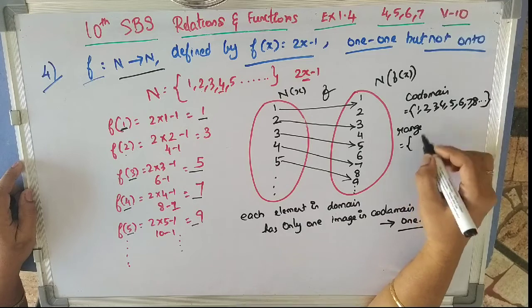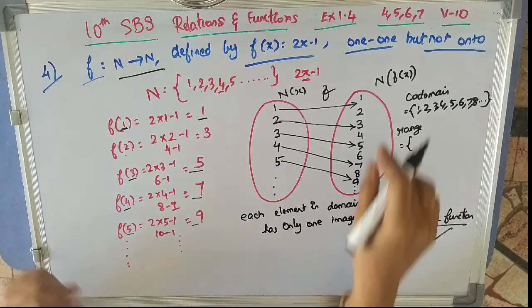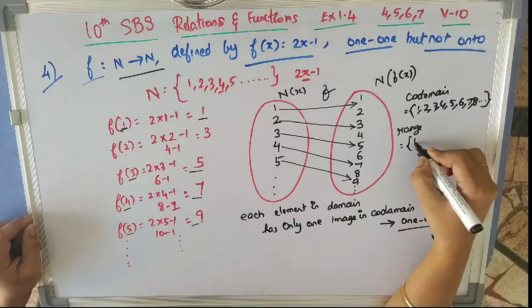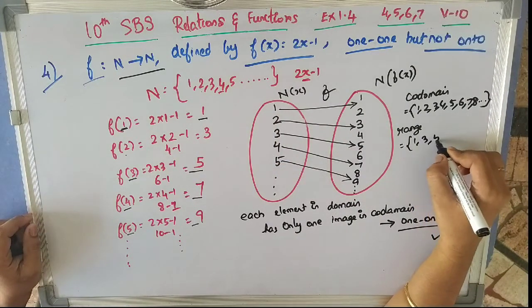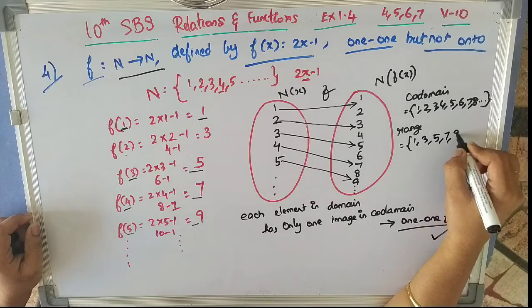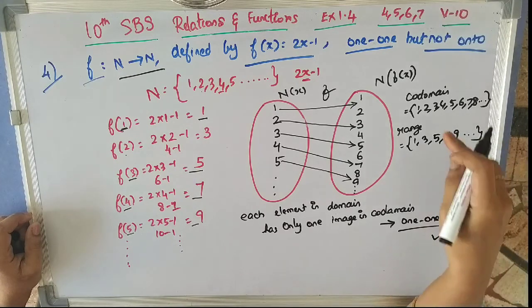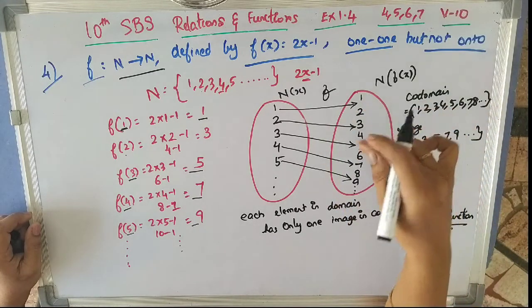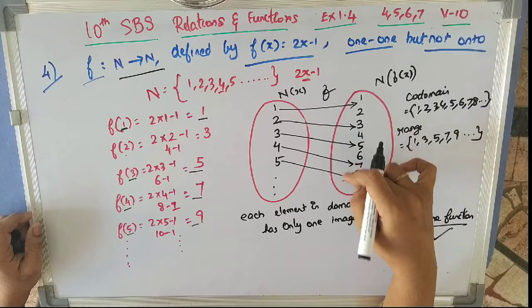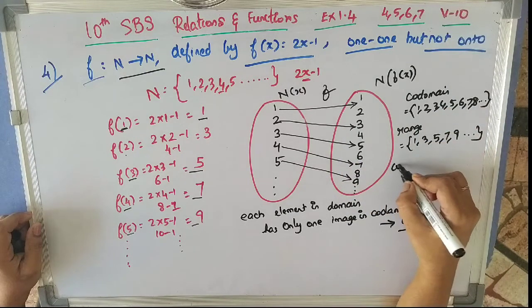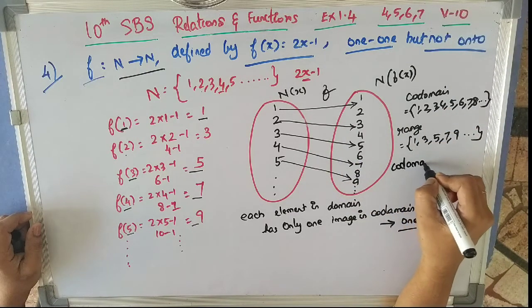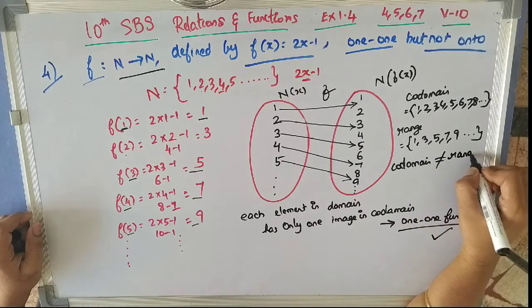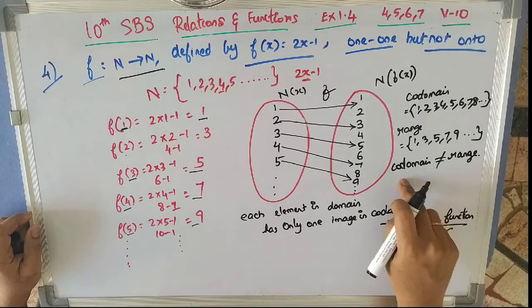What is range? Range is the collection of images of the elements in the domain. What are the images of the elements in the domain? 1, 3, 5, 7, 9 and it goes on. Here 2, 4, 6, 8 are not the images of x. Right. So we can say that the codomain is not equal to range.